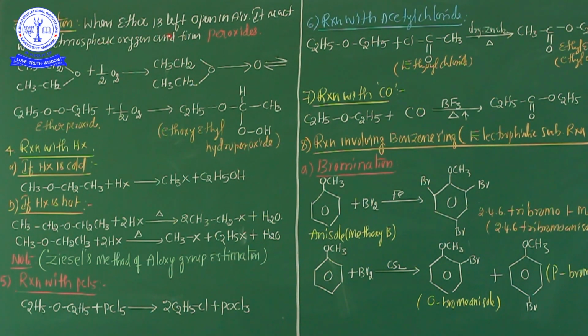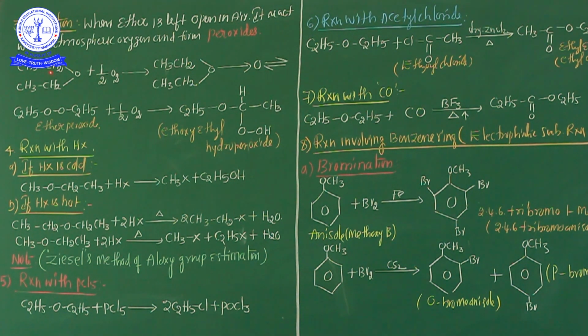When ether is left open in air, it reacts with atmospheric oxygen and forms peroxides. This is important: keep ether away from the air. Ether easily reacts with atmospheric oxygen to form peroxide. Why is it called oxidation? Because atmospheric oxygen reacts with the ether.